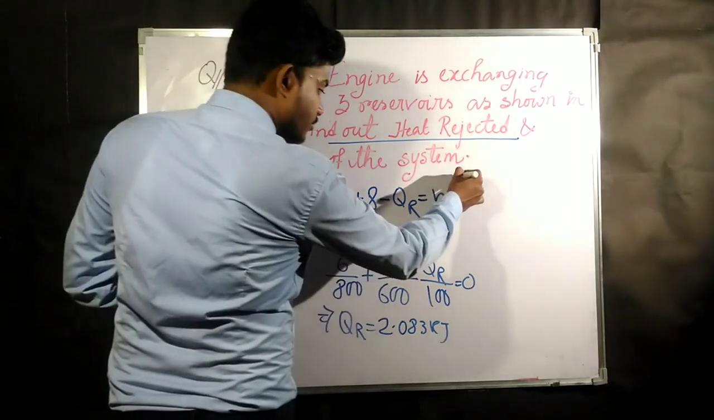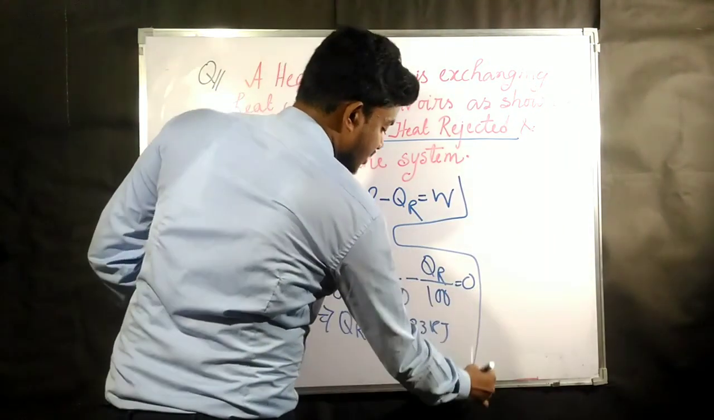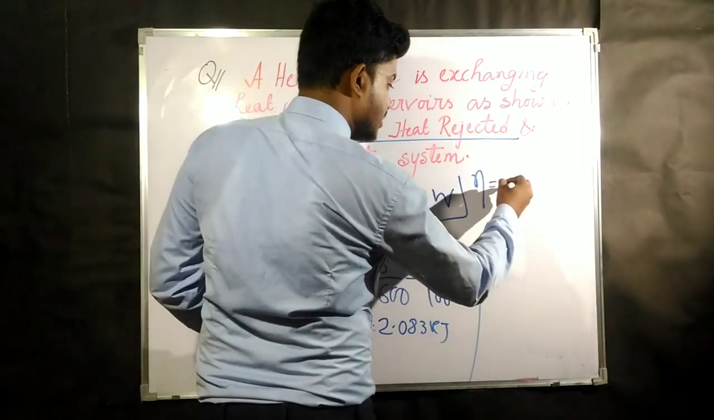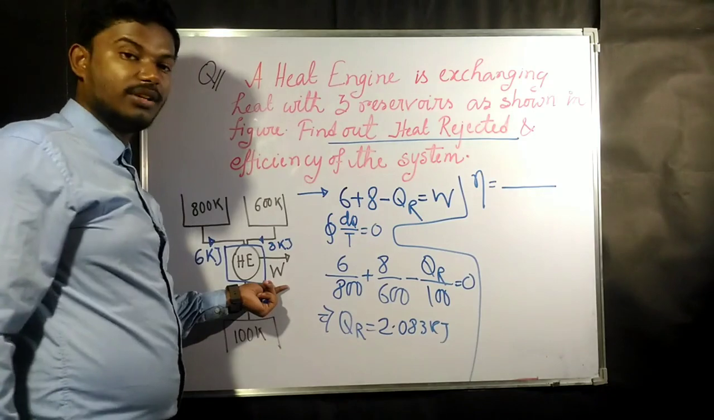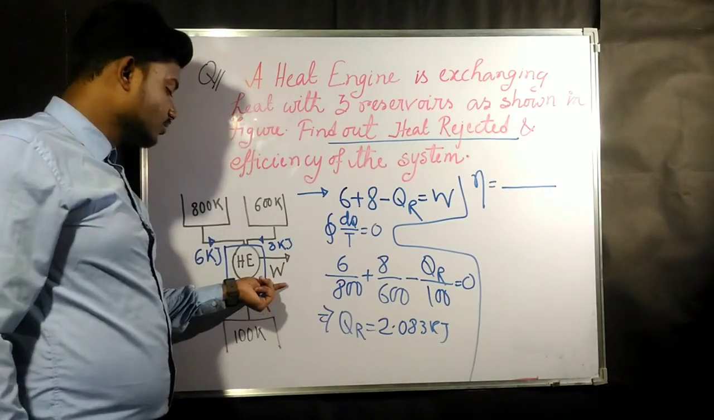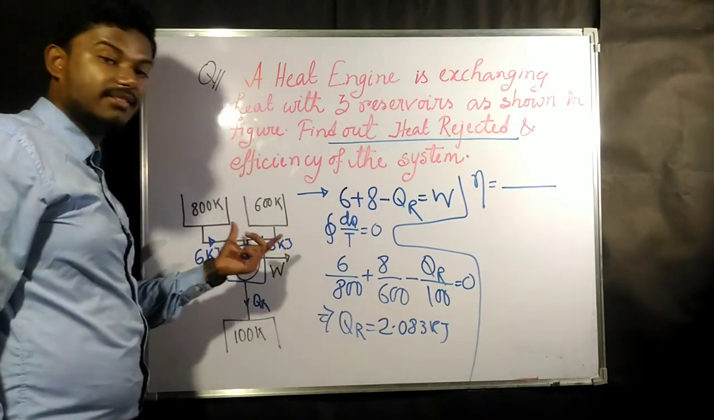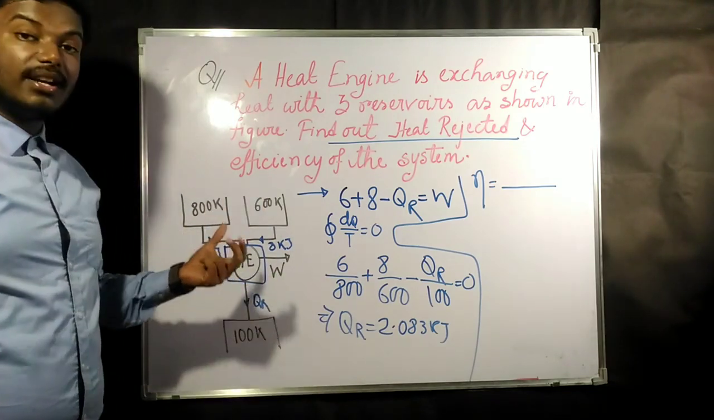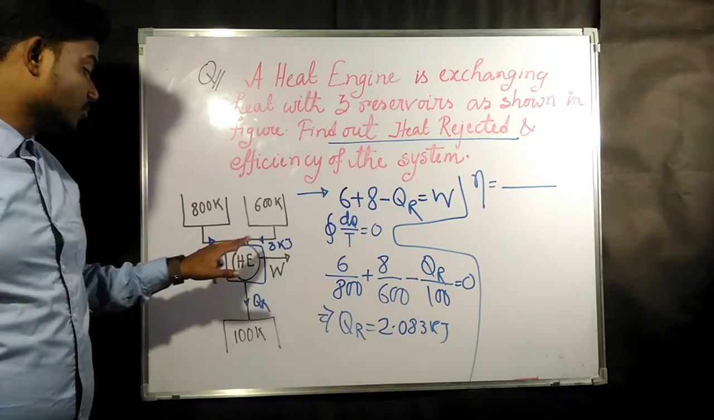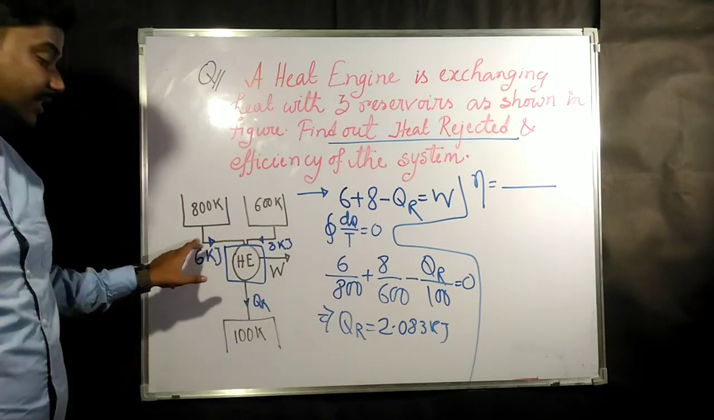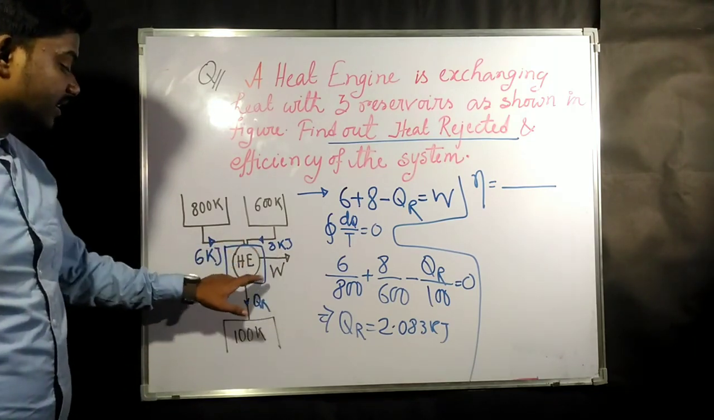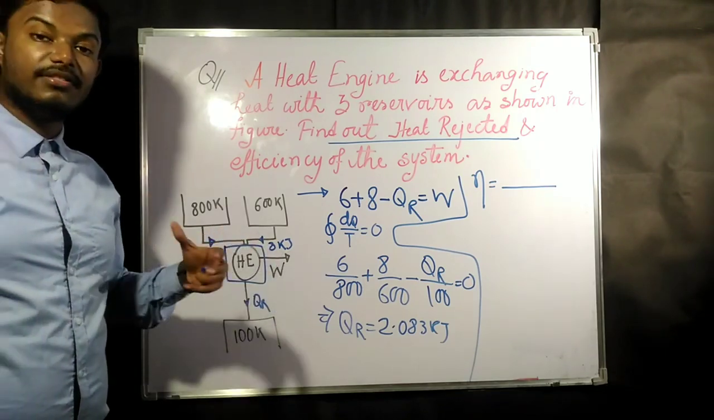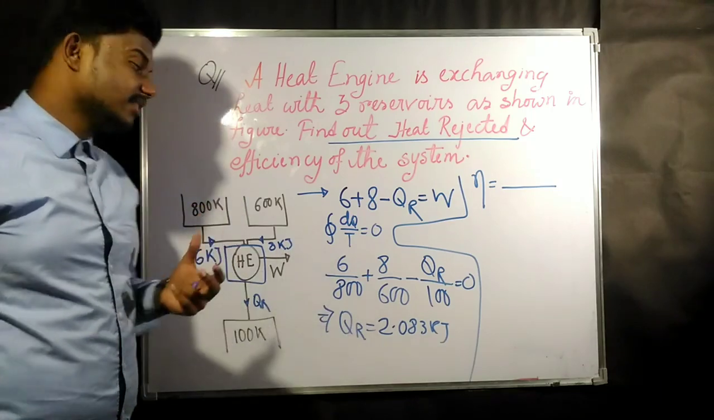Okay, now we need to find what is going to be the efficiency. Okay, now efficiency is what? Efficiency is whatever the work we are going to get, divided by what is the amount of heat we are giving as input to the system. Now what is the amount of heat we are giving as input? We are giving 6 kilojoule heat as input and 8 kilojoule heat as input. So together 6 plus 8 is going to give you heat given to a system.